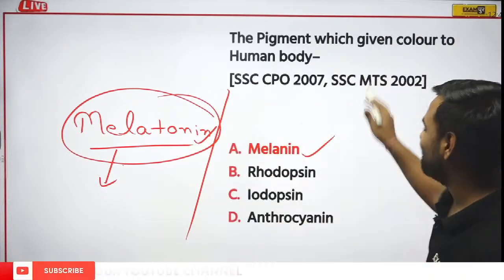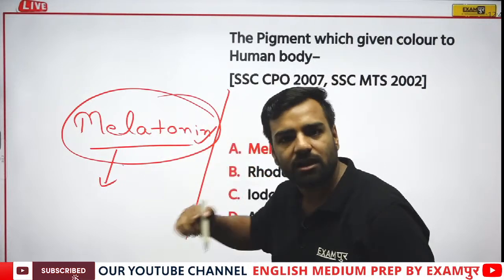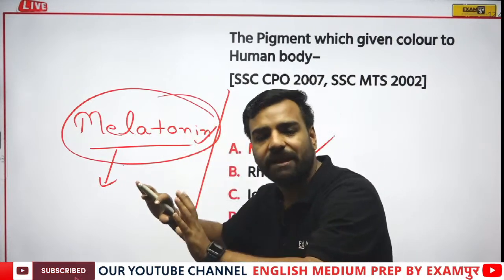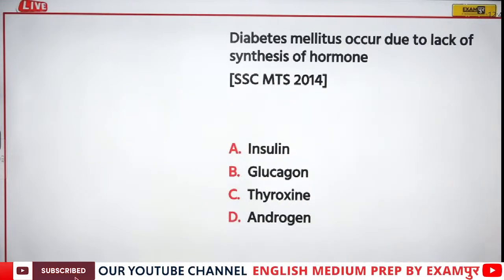Yes, so let's come back to the same point. Melatonin hormone is actually helping in dealing with the biological clock, because of which we are waking up at the same time. And yes, if I talk about this melanin, it is helping in developing the color of the skin.